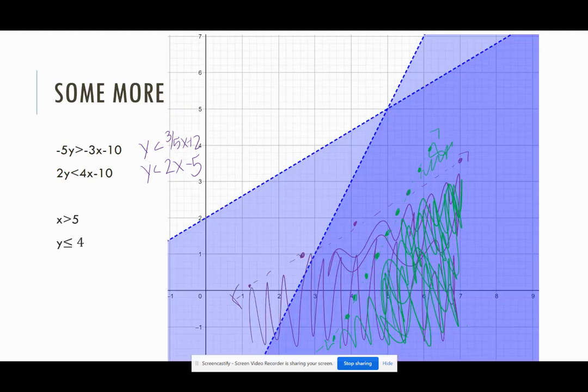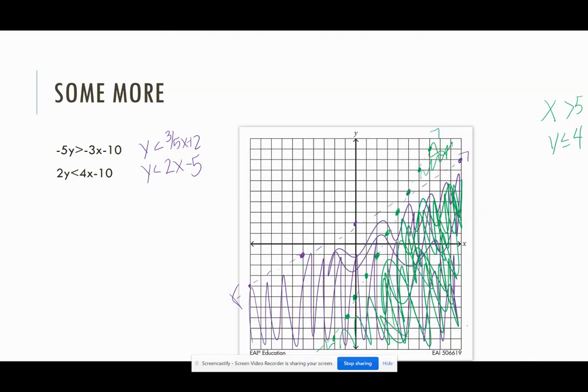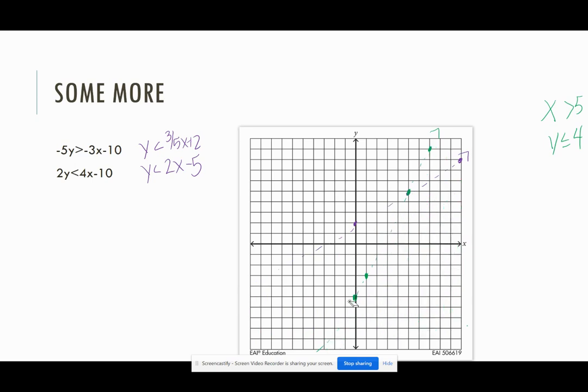All right, try this one. I'll write it over here. Try that one. All right, so x is greater than 5. 1, 2, 3, 4, 5. Dashed line. Greater than 5 goes this way.